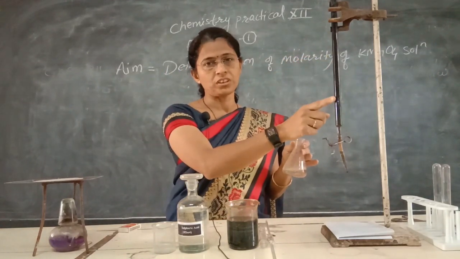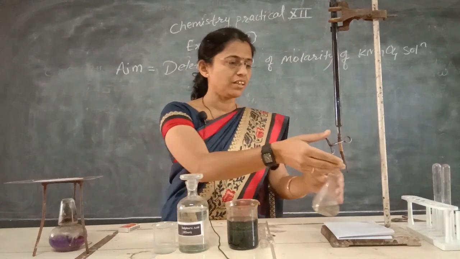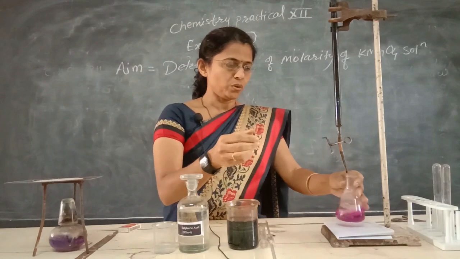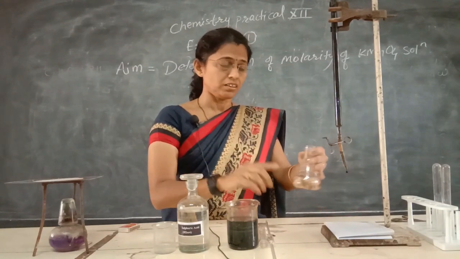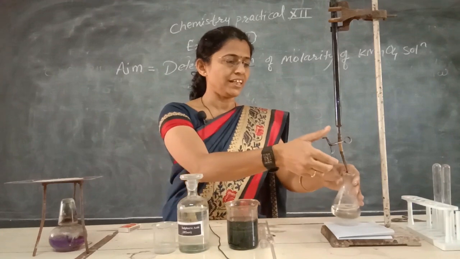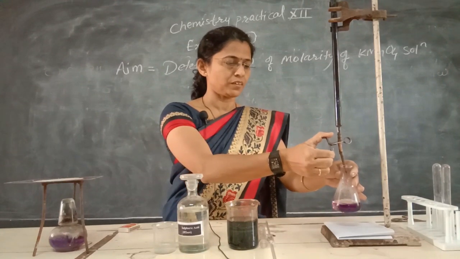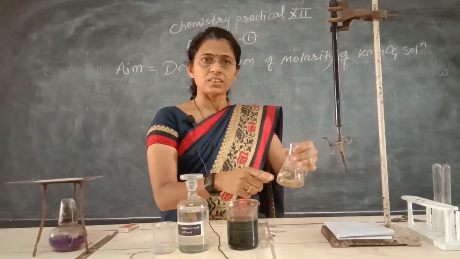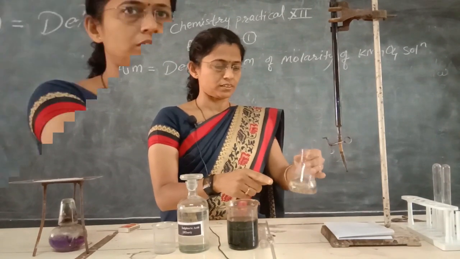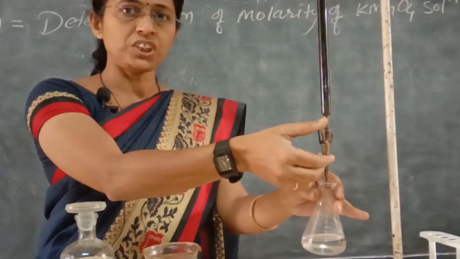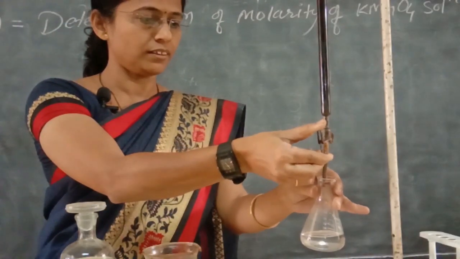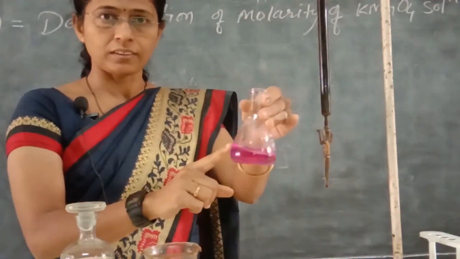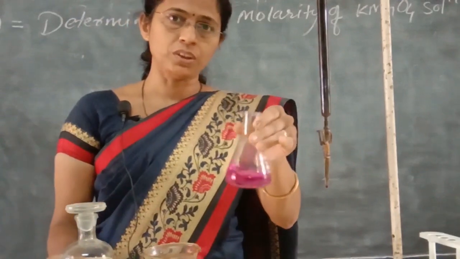This KMnO4 solution itself acts as an indicator. Add a few drops and rotate it in a circular manner till the color disappears. Again add a few drops and rotate till the color disappears. This process is called the swirling process. See here, the last drop which changes the color to a fresh pink is the end point of our solution.